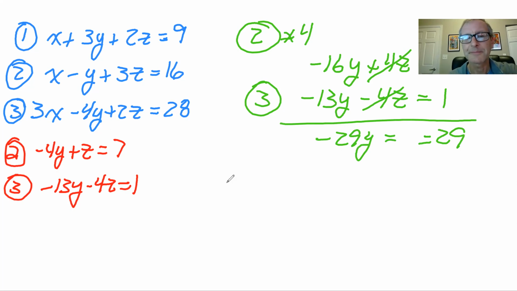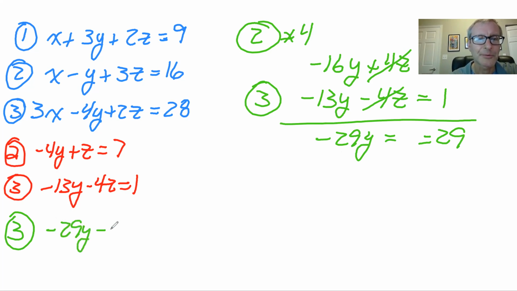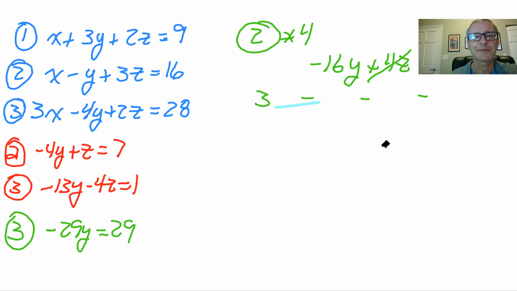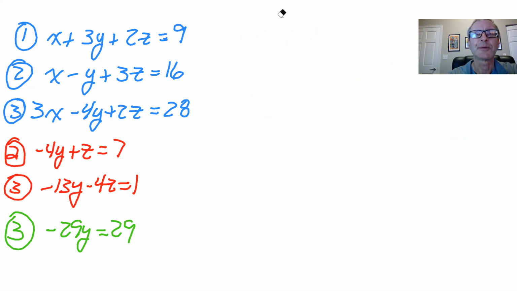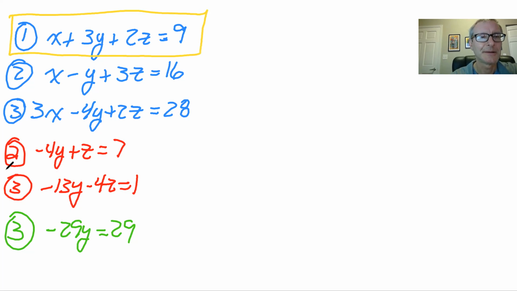So we could use new equation 3 here, and I'll put it in green. Minus 29y equals 29. Okay, so now we've set it up where we have one equation with one unknown, one equation with two unknowns, and one equation with three unknowns. So let me put here in boxes the three equations that we have left. We never changed the first one, so we're using that. This is the second equation, right? And then we replaced that one, so here's our third one.